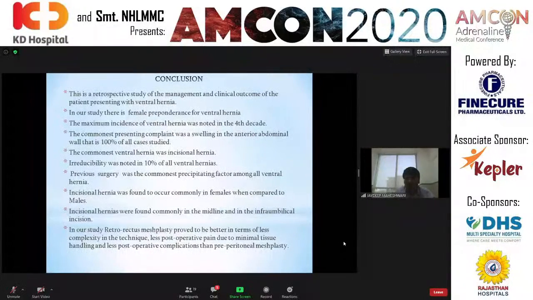And incisional hernias were found commonly in the midline, in the lower, infraumbilical incision. In our study, retrorectus mesh plasty proved to be better in terms of less complexity in the technique, less postoperative pain due to minimal tissue handling, and less postoperative complications than pre-peritoneal mesh plasty. Next slide, please.